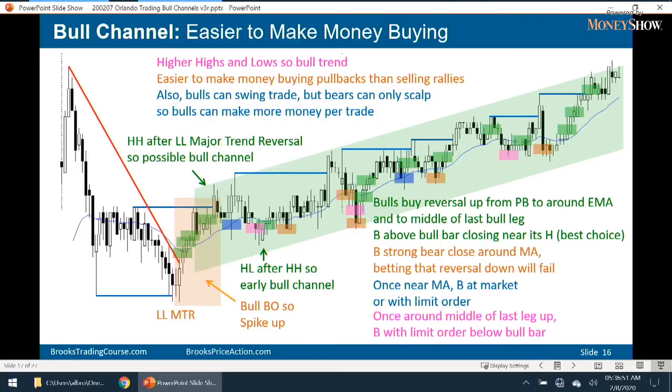Another thing that I like to do is buy with a limit order below a bull bar. So the market's trying to reverse down, probably in a bull trend, right? So anytime I see a bull bar like that, I tend to place a limit order to buy at the low of the prior bar, betting that it's a bad sell setup and we're in a bull trend, and therefore there are probably more buyers than sellers below those bull bars.